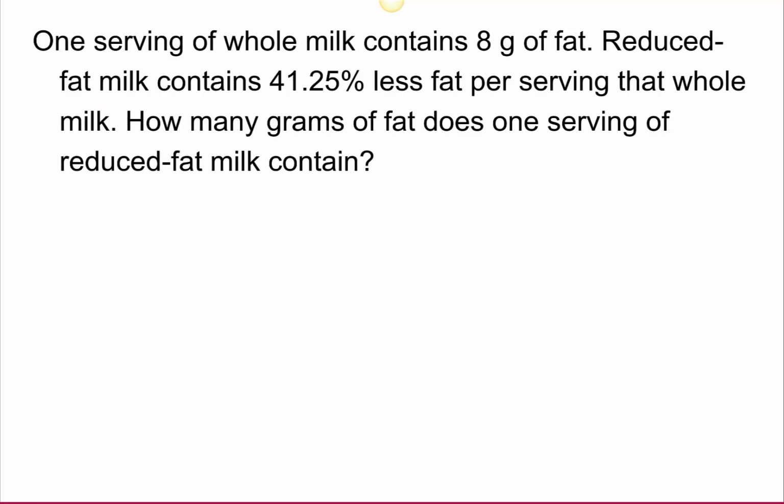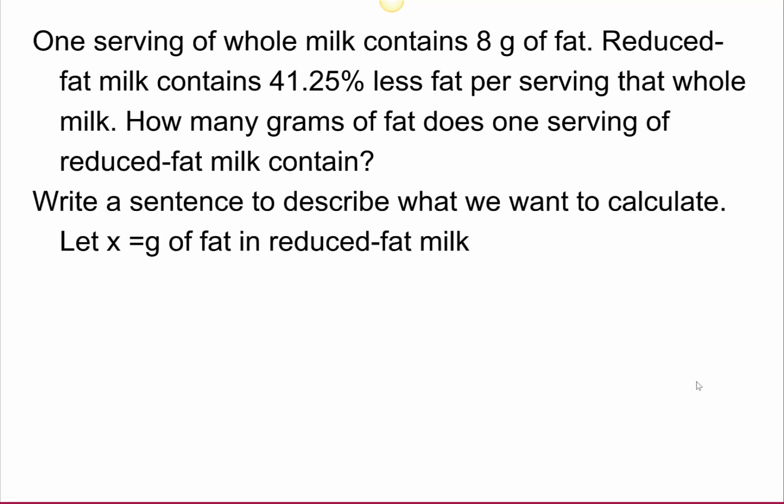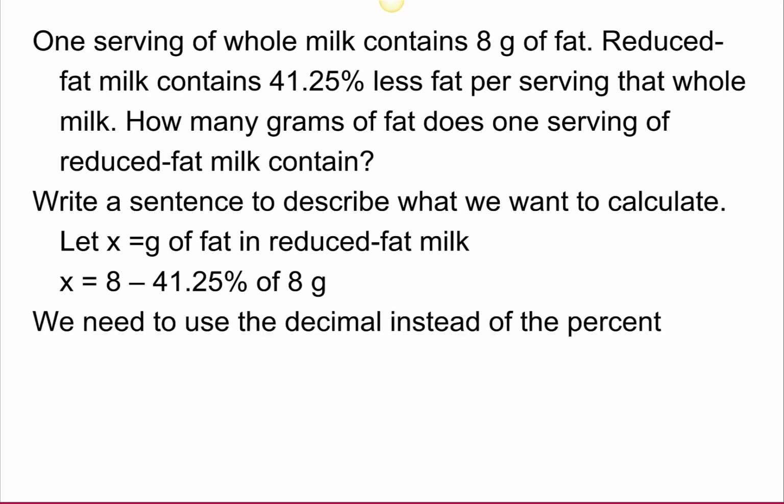One serving of whole milk contains 8 grams of fat. Reduced fat milk contains 41.25% less fat per serving than whole milk. How many grams of fat does one serving of reduced fat milk contain? Write a sentence to describe what we want to calculate. Let x be the grams of fat in the reduced fat milk. So we know that the whole milk has 8 grams of fat, and if we take away 41.25% of the 8 grams, we'll end up with the grams in the reduced fat milk.